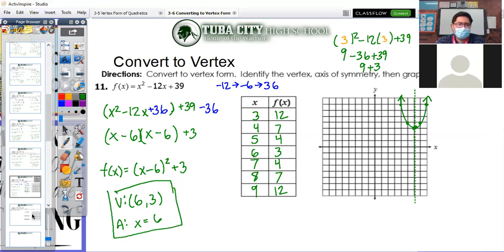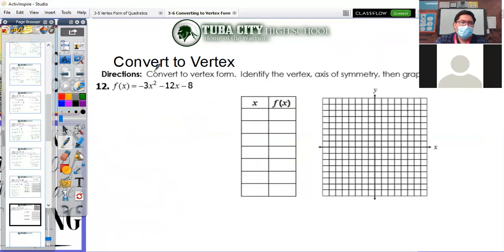All right, so with this next one, I know we cannot use the rule of odds. So we're going to have to do this whole thing from the beginning and pretty much every step. So moving on. Convert to vertex form. Identify the vertex, axis of symmetry, and then graph.